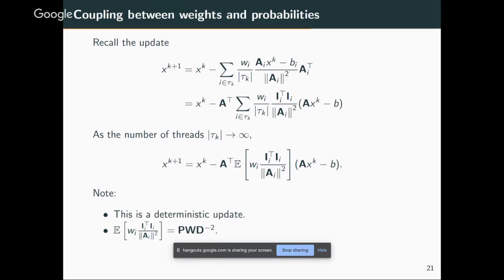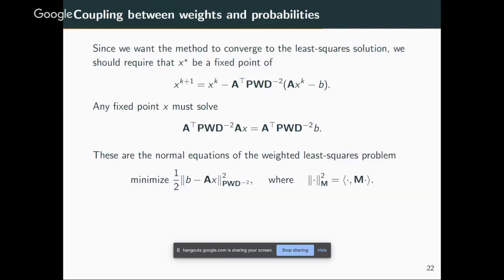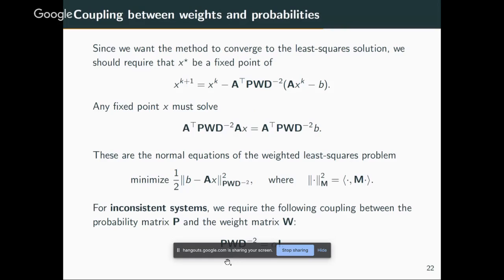Okay. Yeah, thank you. Relating to that question, when we require that we have this condition on our matrices, we're really finding that we have a coupling between our choice of P and our choice of W.